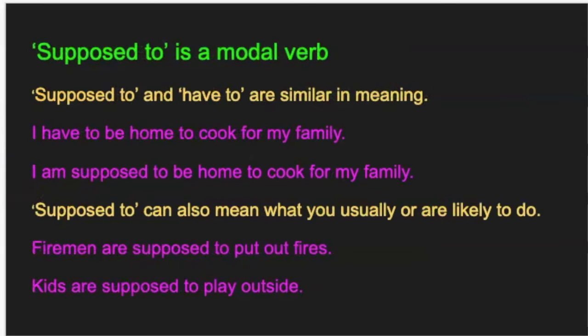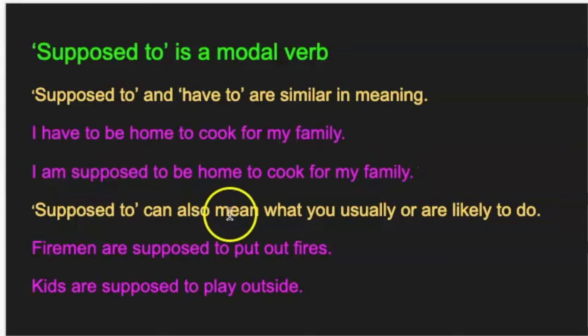Supposed to is a modal verb, and it's pronounced supposed to. Supposed to and have to are similar in meaning. I have to be home to cook for my family. I am supposed to be home to cook for my family.